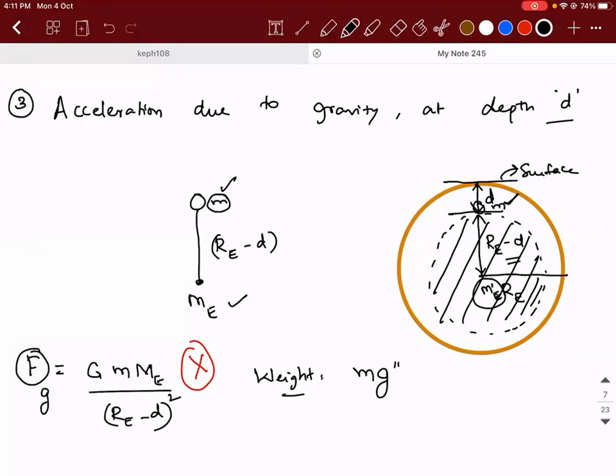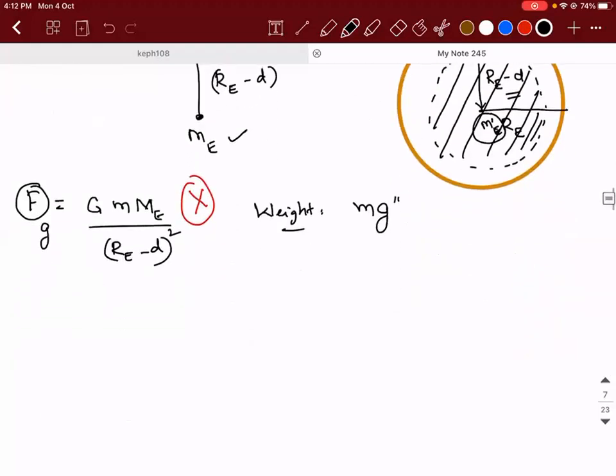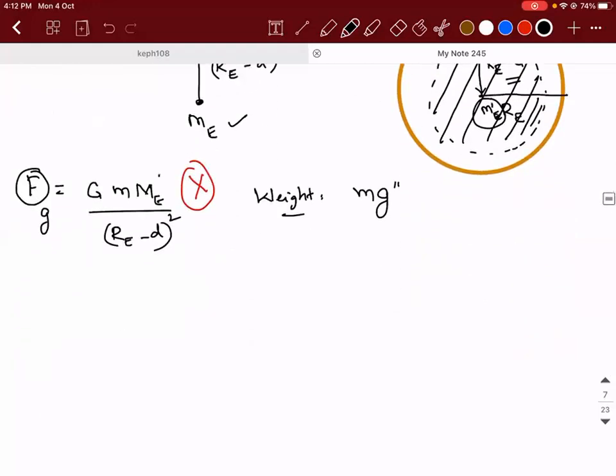Yes, sir. Right? Now, our job is not ME, rather I have to find ME dash, because ME is not going to be the total mass of the earth. Now the equation is right. So to find ME dash, let's see what we are supposed to do.